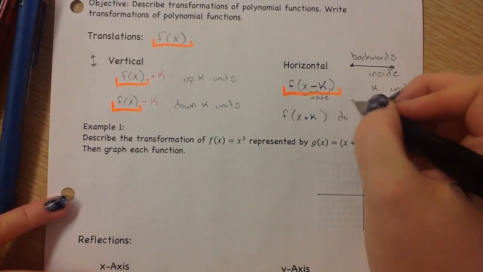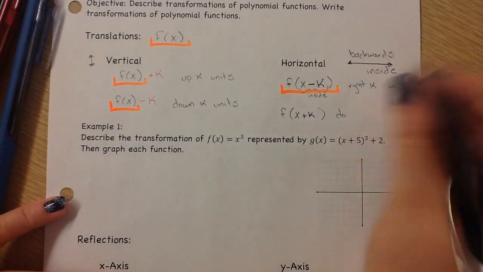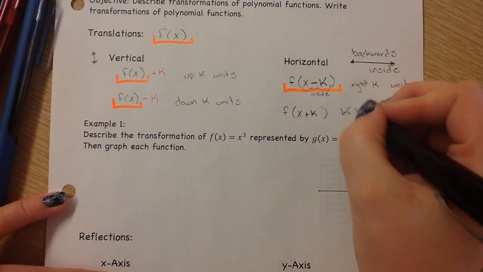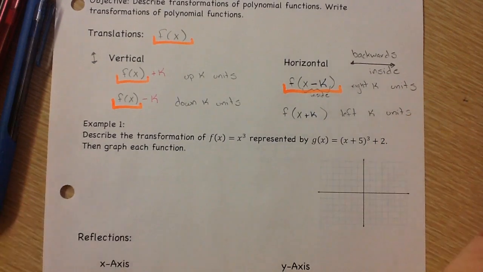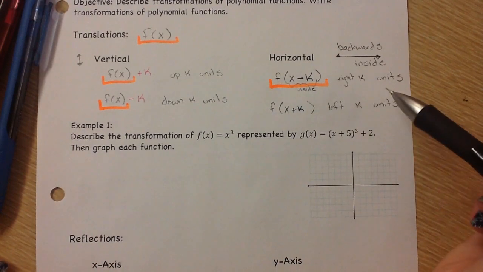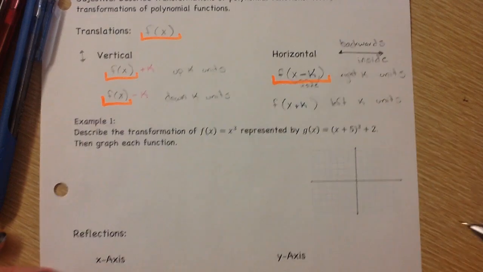Gosh. Okay, that's going to move it to the right k units, subtract k, and then adding k inside is going to move it to the left. Gosh, we're moving horizontally here, guys. Hopefully you caught that. So my subtract k in there is going to move it to the right k units. My plus k in there is going to move it to the left k units.